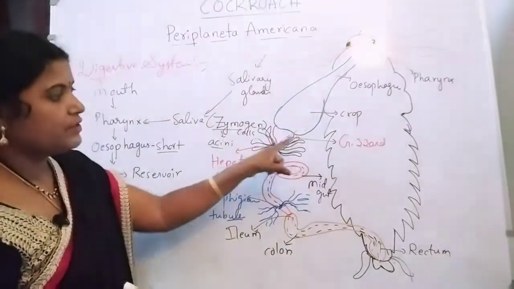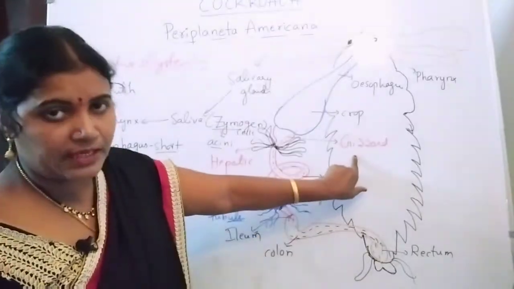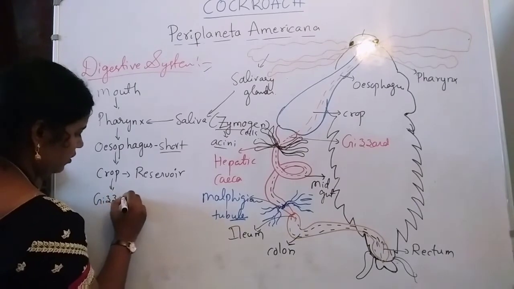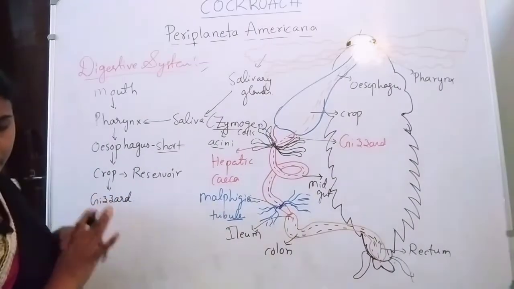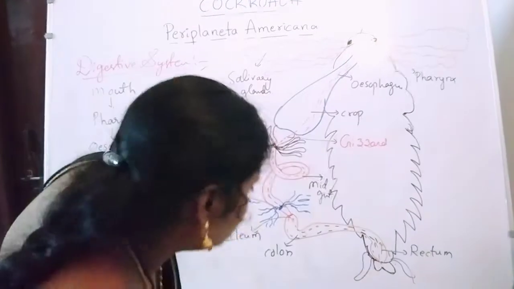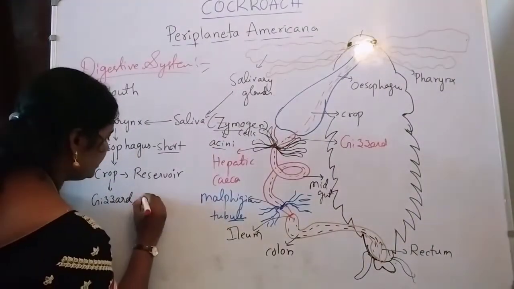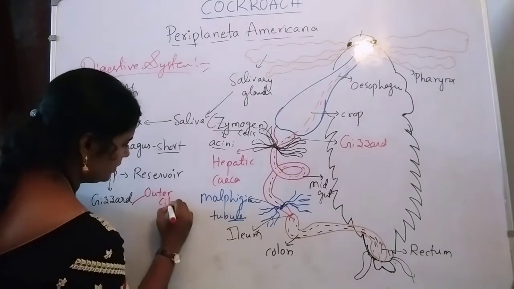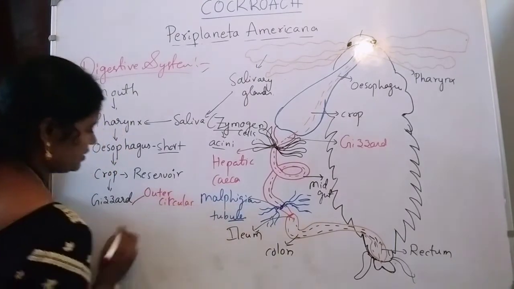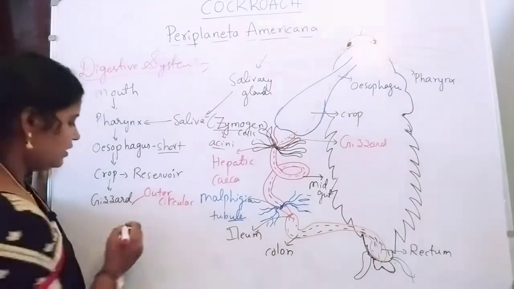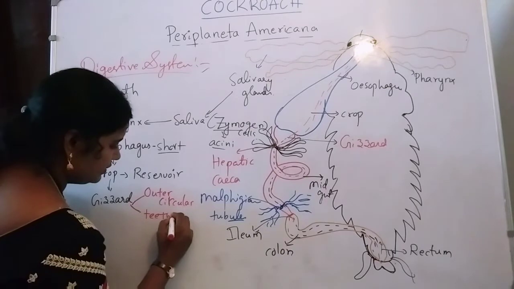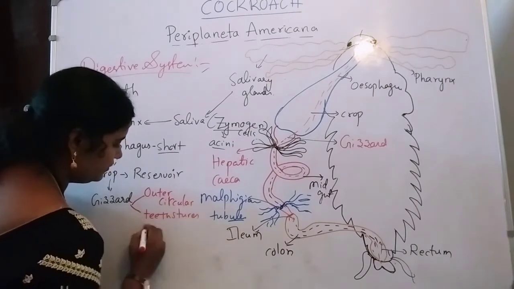After the crop, it opens into the main digestive organ, the gizzard. Okay, so the crop opens into the gizzard. Inside the gizzard, we have special structures. See, the outer layer contains circular muscles, and the inner layer contains teeth-like structures in a layer.